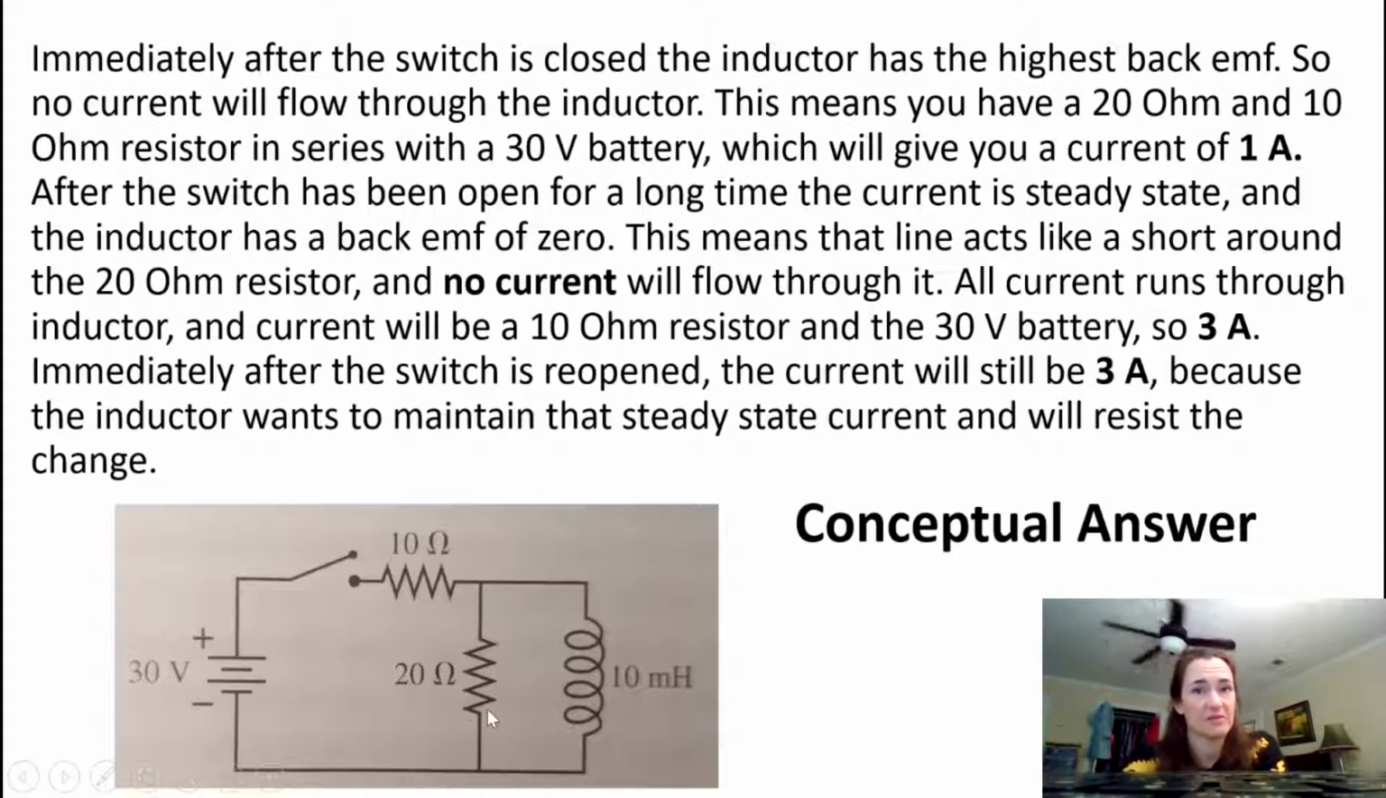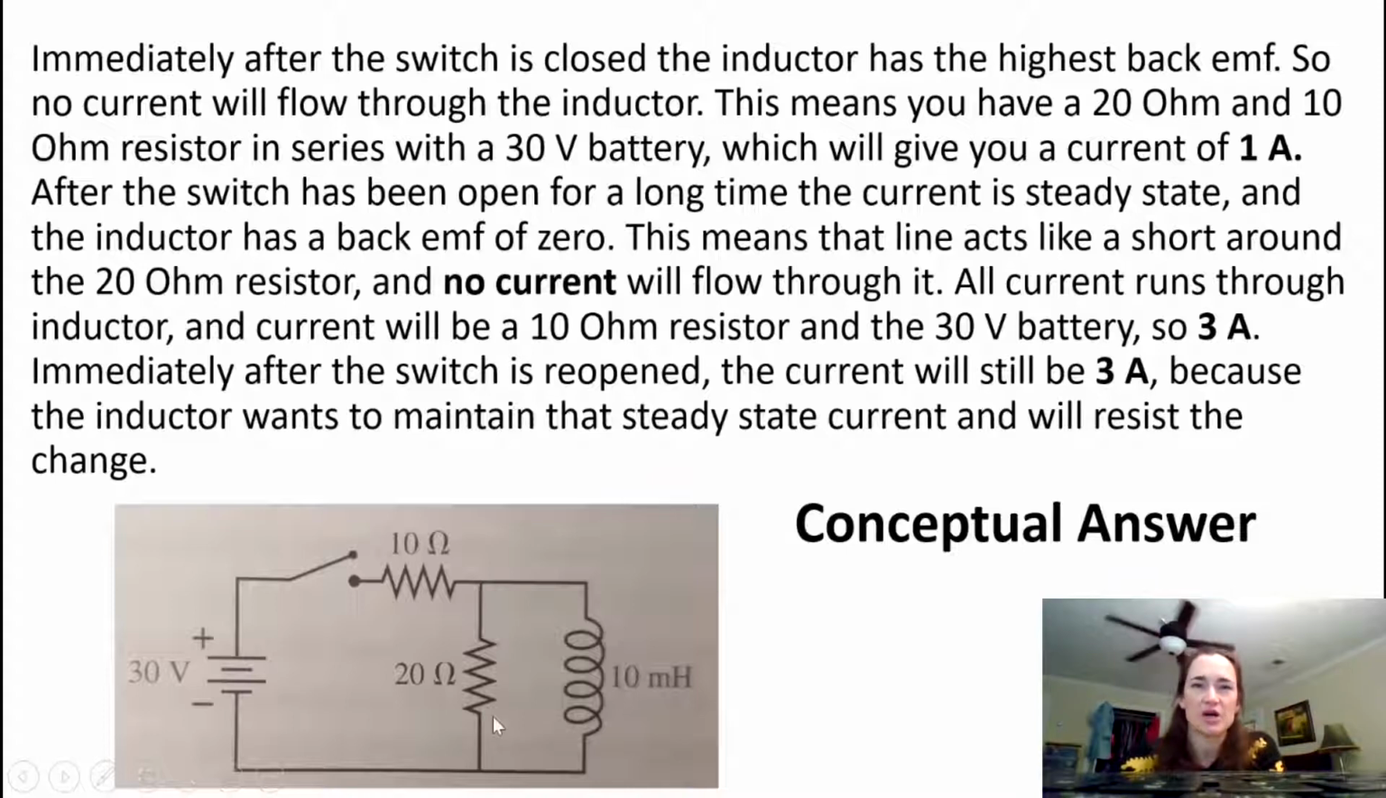Okay, now like I said, the problem didn't ask that, but it did ask in part C what would happen immediately after you reopen that switch again. Well, if you open the switch, then that cuts the battery off from the circuit. The battery's cut off. That means that you just have an inductor in series with a resistor, and current makes this little loop over here on the right-hand side of the circuit.